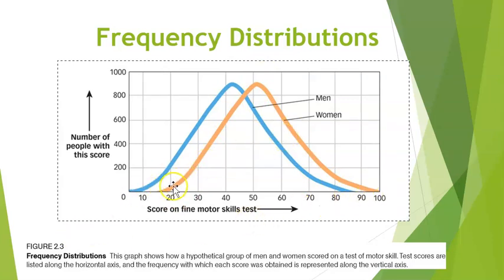In this example, we have two different frequency distributions where you can see the differences between men and women. Again, this is a great way to not only visualize one set of data, but to compare between different sets of data.